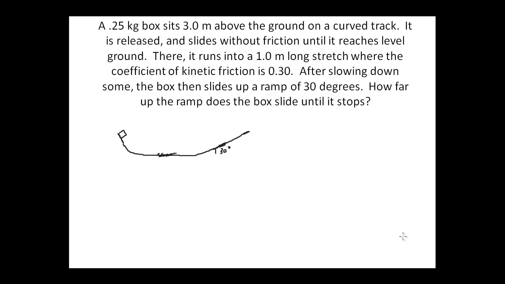This problem is a little more involved than some of the other big picture problems we've done. As you can see here, the box is going to slide down a curved track. There's no friction. It starts 3 meters above the ground, but when it runs into some level ground, then it does encounter some friction right in here. And then after slowing down some, it is going to slide up this ramp of 30 degrees. And the question is, how far up the ramp does it slide?